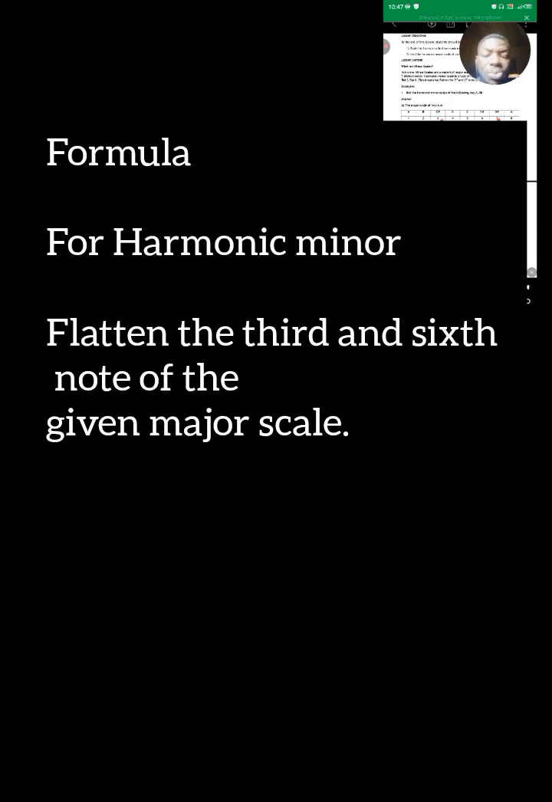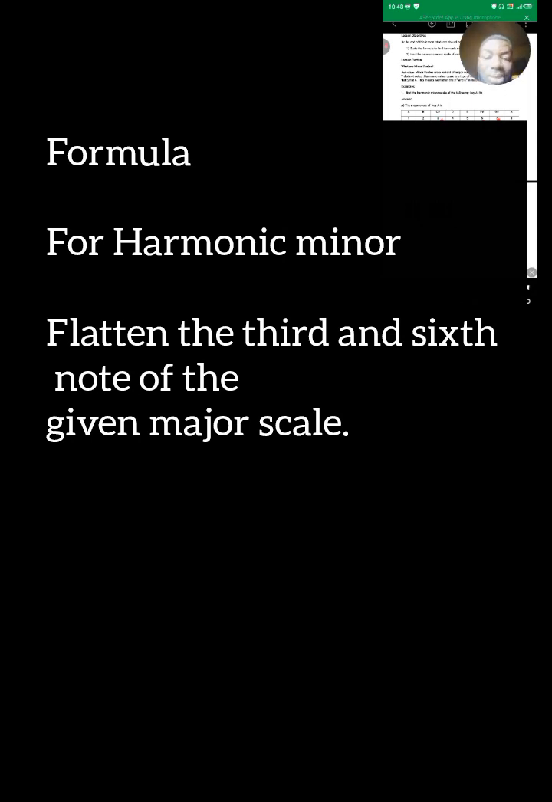So for this one, we'll pick the third note and the sixth note and flatten them. Are we there? Alright, so we just pick the third note and the sixth note and flatten them. So we have no business with the seventh note for this one.